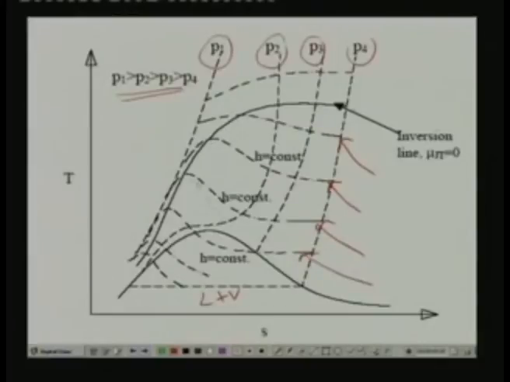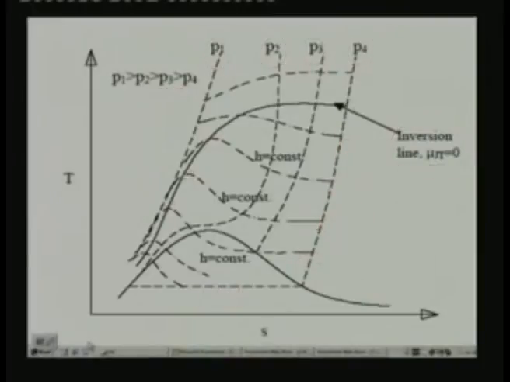Each constant enthalpy line gives me a point of inversion. So if I join all these points of inversion, I get what is known as the inversion line, and on this inversion line the Joule-Thomson coefficient is 0. So if you look at this TS diagram, you can arrive at some important conclusions.